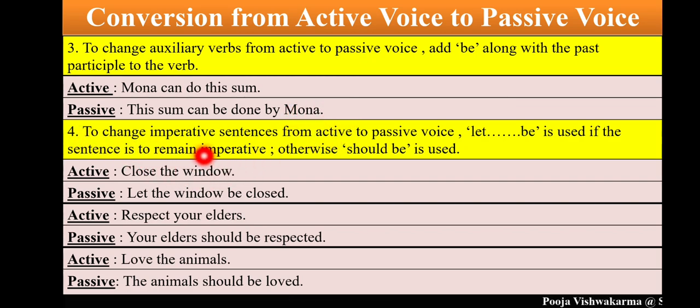Next point says, if I am changing imperative sentences, like suppose my sentence is a command, request, or those kinds of sentences, if we are changing from active to passive, what are we going to use? We are going to use let or be, if I want that sentence to remain imperative. Otherwise, if I don't want it to be in imperative form, I can use should be also. Close the window, let the window be closed. Respect your elders, elders should be respected. Love the animals, animals should be loved.